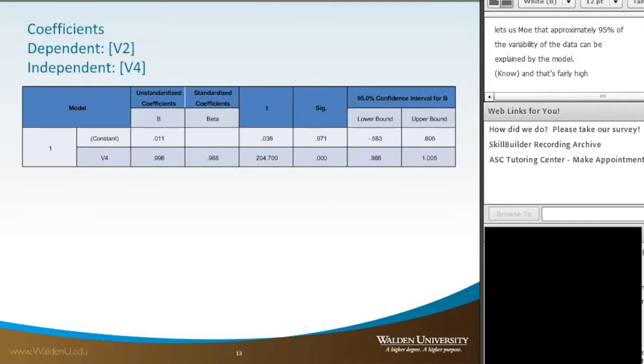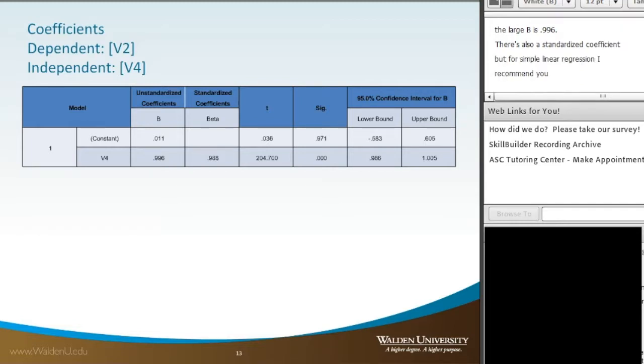The next box that we have is the coefficients table. We can see that we only have one model because this is simple linear regression. We can see the value for our constant, under the large B, which is 0.011. Then our independent variable, V4, has an unstandardized coefficient, the large B, of 0.996. There's also a standardized coefficient, but for simple linear regression, I recommend that you just focus on the unstandardized coefficient, which is the large B.